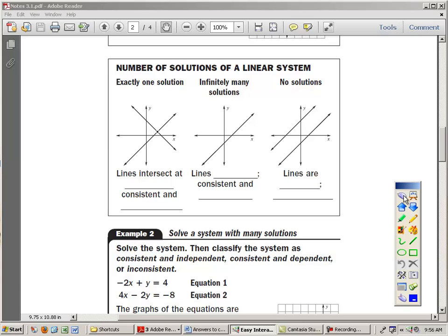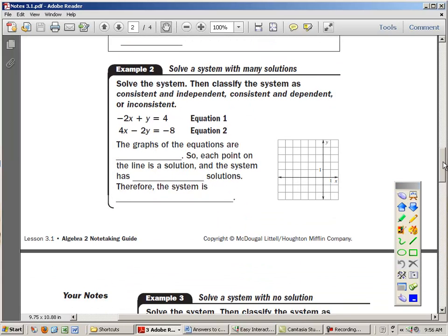All right. So again, getting back to this example, it says solve a system with many solutions. Well, okay, so this one's going to be one that has many solutions. So this means the two lines are going to be lying right on top of another, just kind of a foreshadowing, I suppose, to kind of tell you that. So solve the system, then classify as consistent and independent, consistent and dependent, or inconsistent.